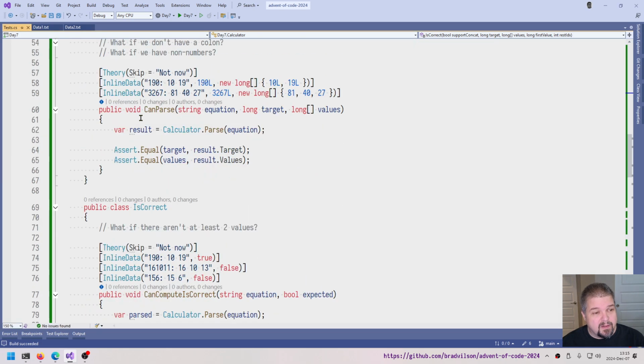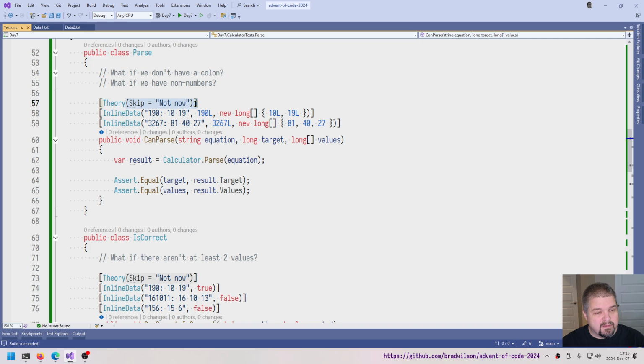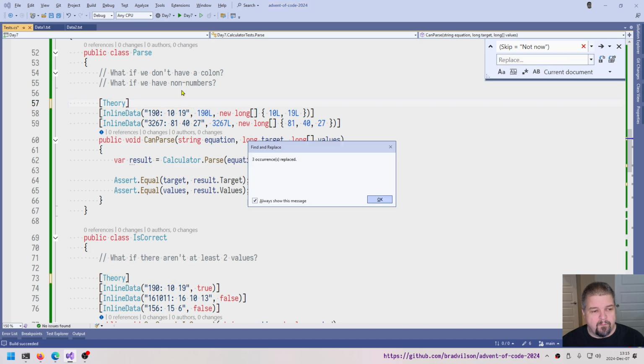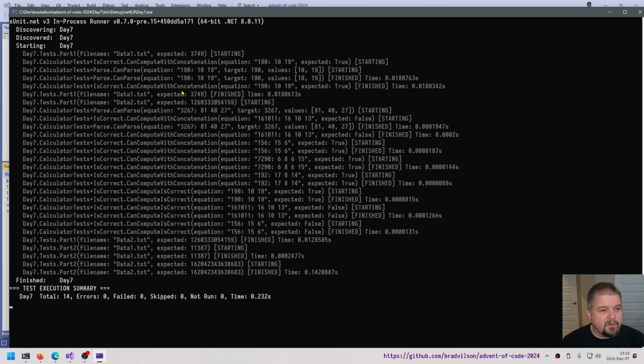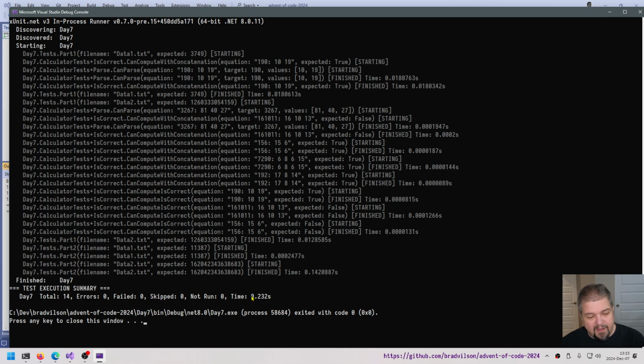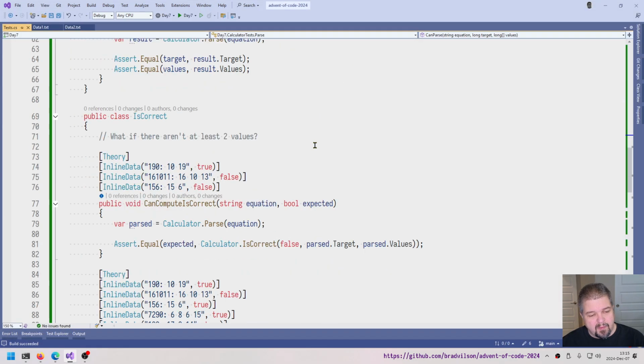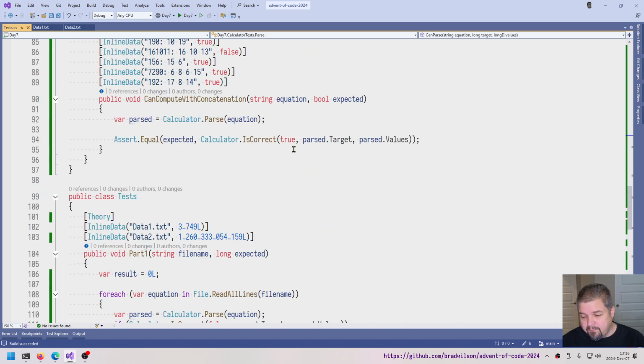Now we can come back here and we can get rid of all of our not nows. Let's get rid of all of those, right? And run all of our tests, and they all run. And now instead of half a second, we're down to 1/4 of a second. So that looks pretty good. Okay, so normally we would be done here. We could call it a day.